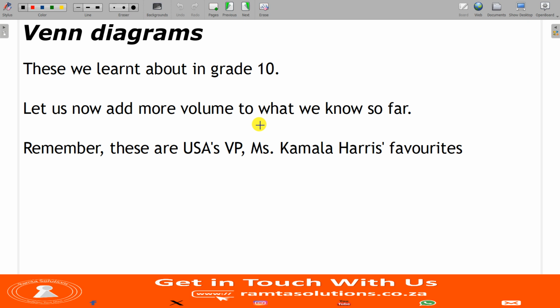Now, without any waste of time, remember, you learned about this in grade 10. So what we are going to do now is give you some more exercises. The information you got in grade 10 is still relevant. Nothing is changing. We are going to give you 2 examples. The first one will be just to draw Venn diagrams, and the second will be from past papers. So, let's get into it.